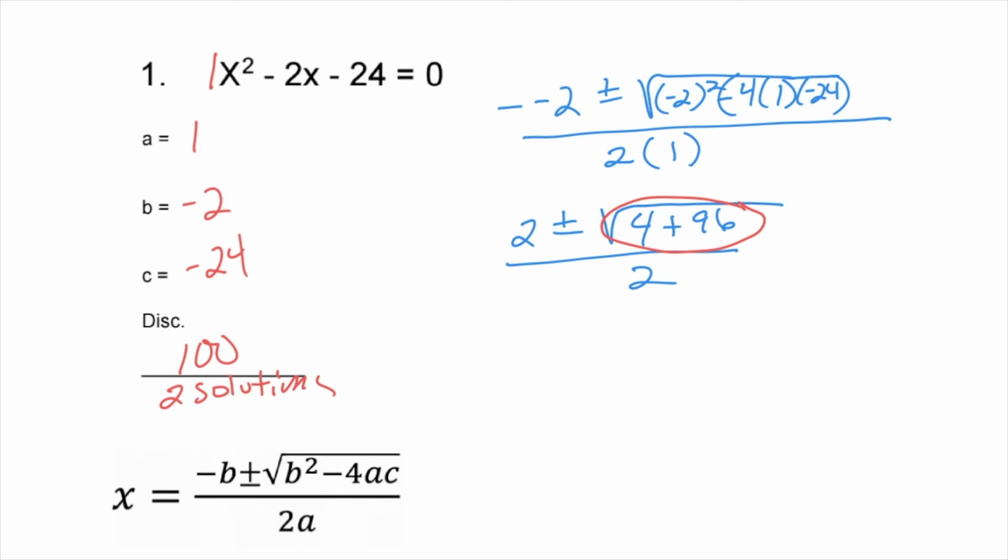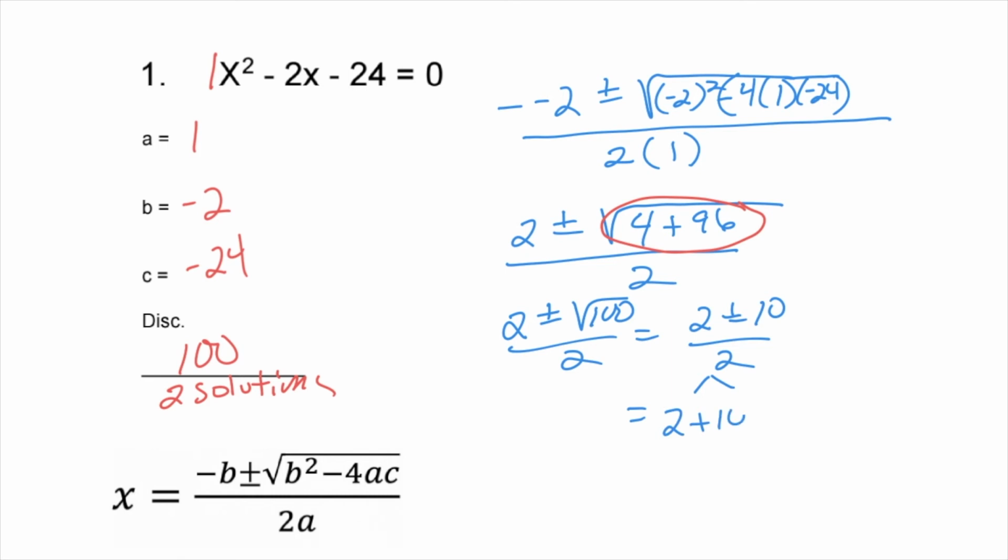Okay, so I'm going to rewrite this as 2 plus or minus the square root of 100, divided by 2, which we all know is 2 plus or minus 10, divided by 2. Okay, so now we're going to split it up. 2 plus 10 divided by 2, 2 minus 10 divided by 2. And I know some of y'all are looking at this going, I know the answer already. That's fine. I'm showing you this because this is a really simple one.